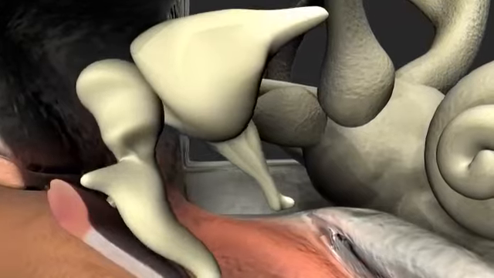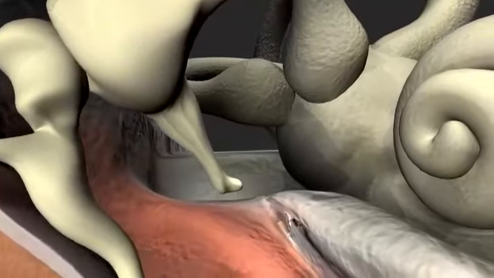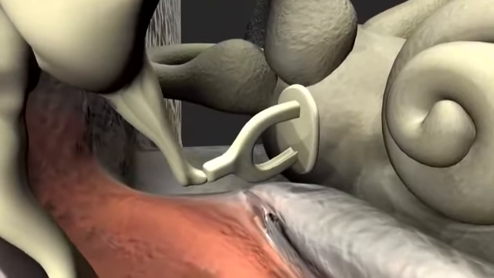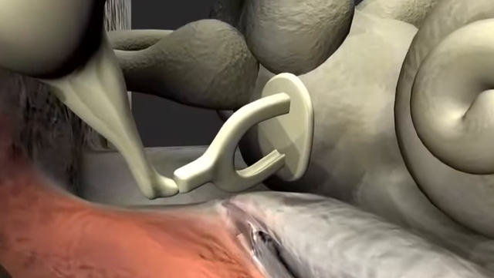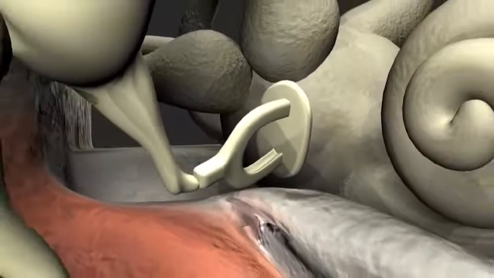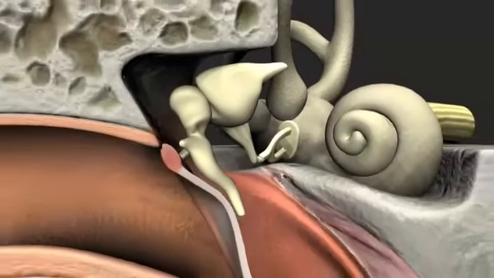which in turn moves the incus, and then the stapes, the footplate of which moves in and out of the oval window and transfers the energy to the endolymph fluid in the cochlea.